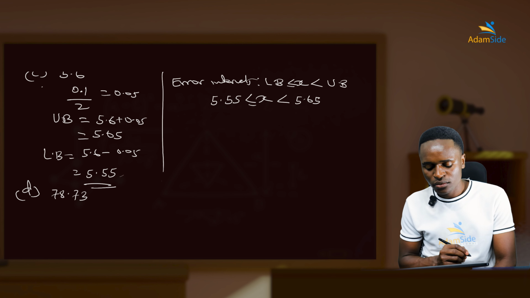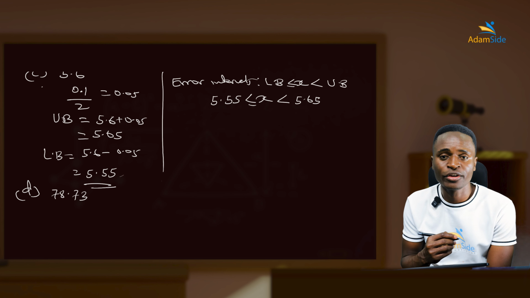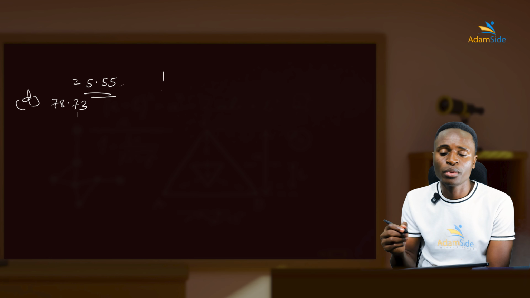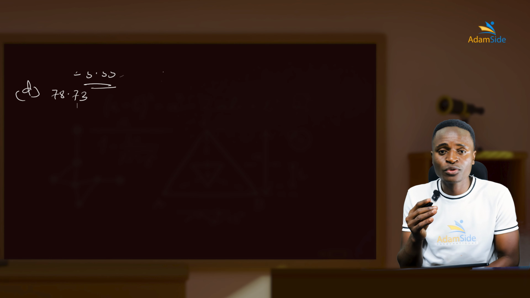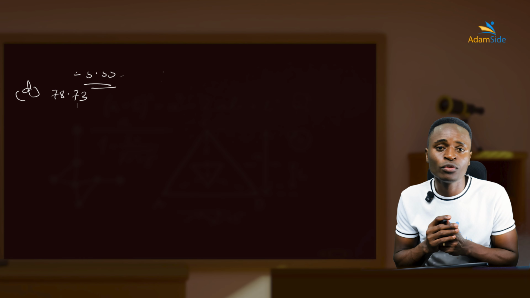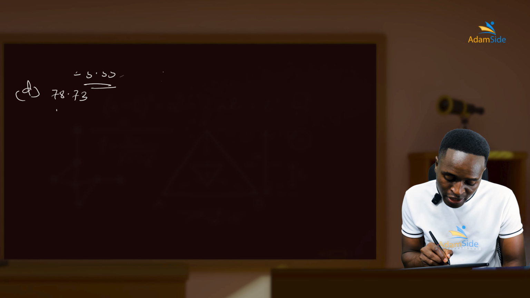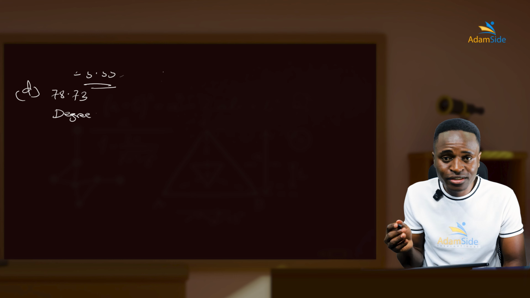Okay, what if I have a larger number, which is, let's say you have 78.73. Let me say that's a scenario. Now I have this number and I'm supposed to find its upper bound and lower bound. Obviously, the first thing that we need to do, dear candidate, if you're expecting to do an IGCSE exam, is to find the degree of accuracy. What is your degree of accuracy in this scenario?